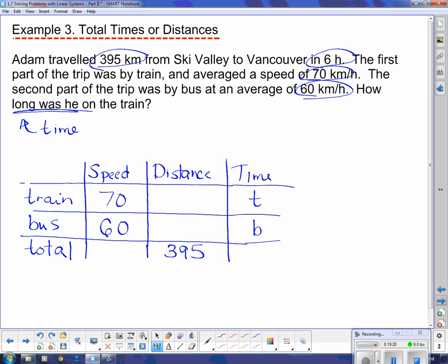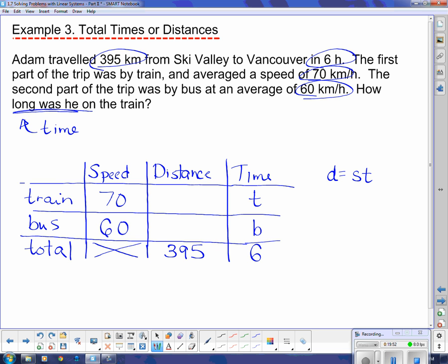And then let's look at our other things. Total speed, that doesn't make any sense. You don't add speeds together anytime. Total time, did they give us that? Let's look up. It says Adam traveled 395 kilometers from Ski Valley to Vancouver in 6 hours. There's that piece of information, 6 hours. And so distance, I don't know. But I do know that little formula. I do know that distance equals speed times time.